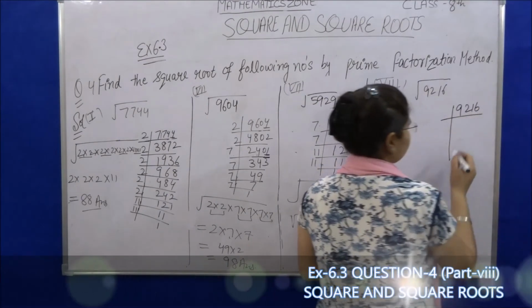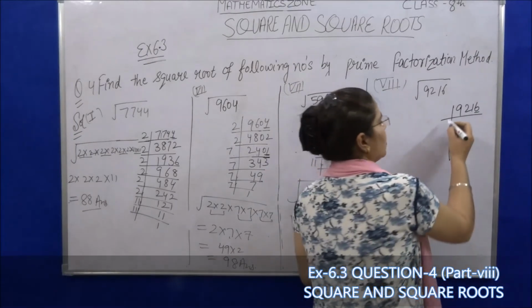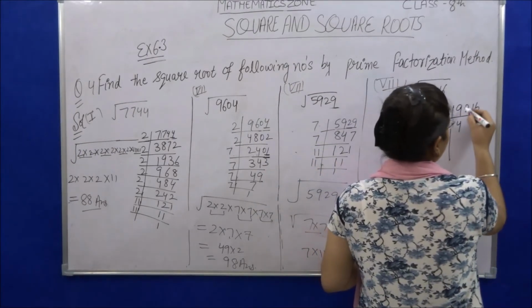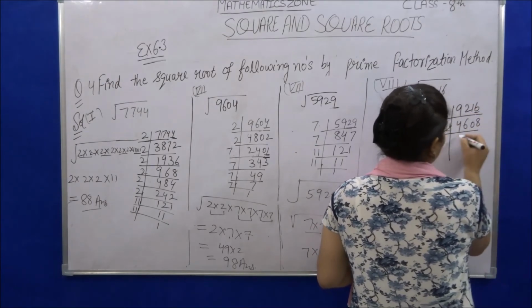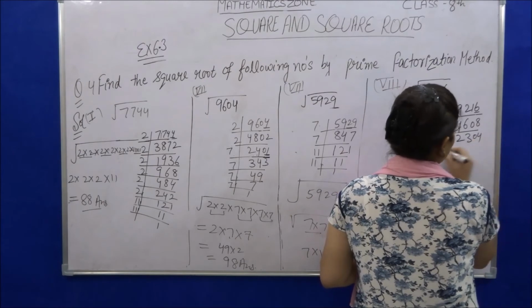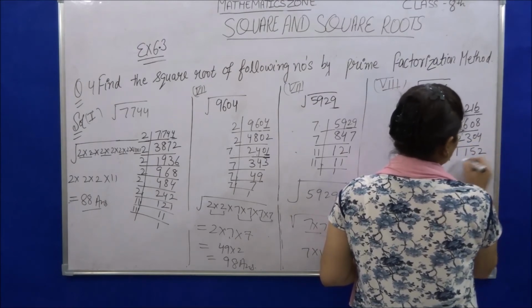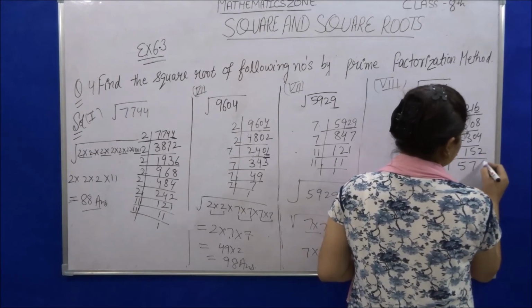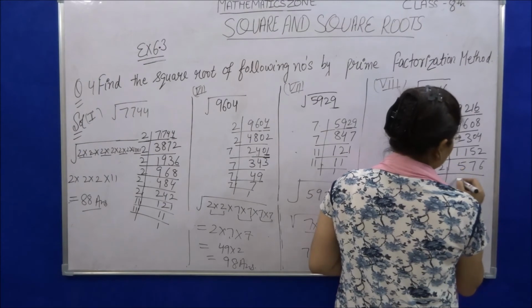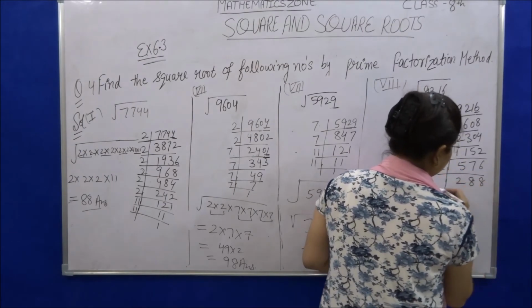9216. Since the unit digit 6 is present, we can choose the number 2. Now 2 4s are 8, 6 2s are 12, 2 8s are 16. 2 2s are 4, 3 2s are 6, 2 1s are 2, 2 1s are 2, 5 2s are 10, 2 2s are 4, 2 5s are 10, 2 7s are 14, 6 2s are 12, 2 4s are 8, 2 8s are 16.